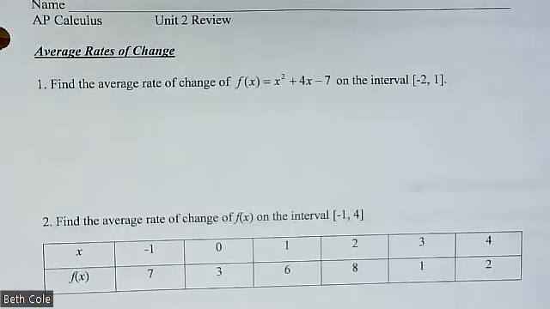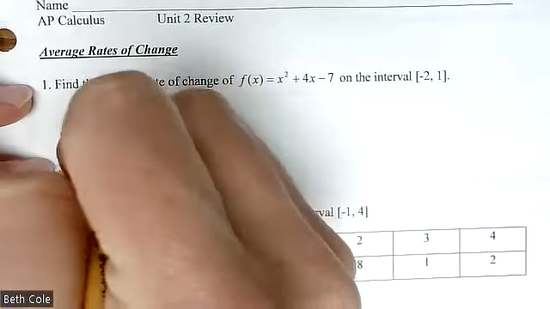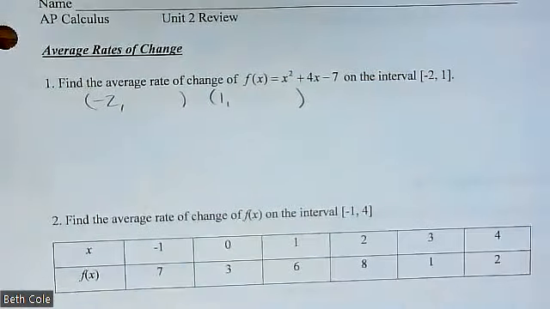All right, so the first one asks for average rate of change. What does that mean? So regular old algebra 1 slope. Do not be too proud to write out your points. We need a point -2 something and 1 something. How do you get the somethings? All right, plug them in.